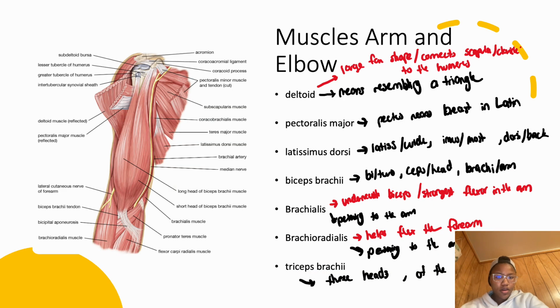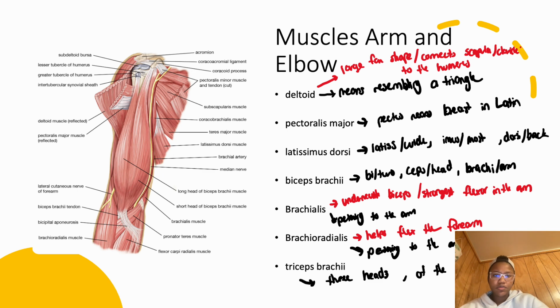Next we're going to have the muscles in the arm and elbow. So first we have the deltoid. Deltoid literally means resembling a triangle. The ones I put in red are ones that I feel like the literal definition doesn't really help you understand what it is. So deltoid means resembling a triangle, but the deltoid is actually much more of a fan shape, and it connects the scapula and clavicle to the humerus. Next we have the pectoralis major, which comes from the word pectus, which means breast in Latin, so it's going to be the large chest muscle.